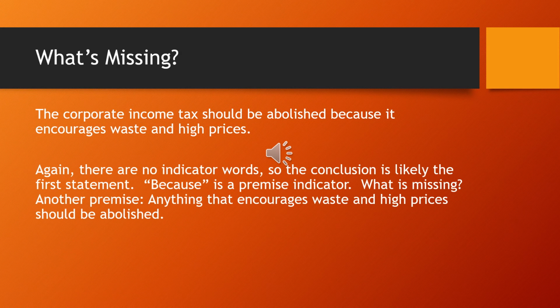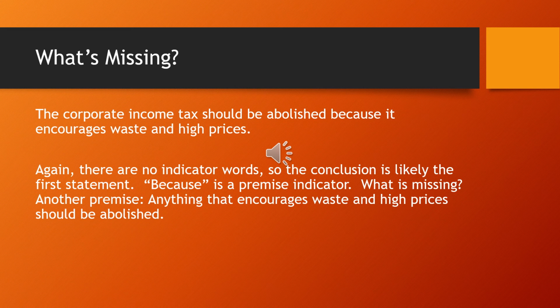The corporate income tax should be abolished because it encourages waste and high prices. Well, we look for conclusion indicator words and we don't find any. So then we look for premise indicator words, and we do find one here. We find the word because. So we know that the statement, it, meaning corporate income tax, encourages waste and high prices, is a reason. And that implies that it's a reason for the first statement, that the corporate income tax should be abolished. So that would be the conclusion.